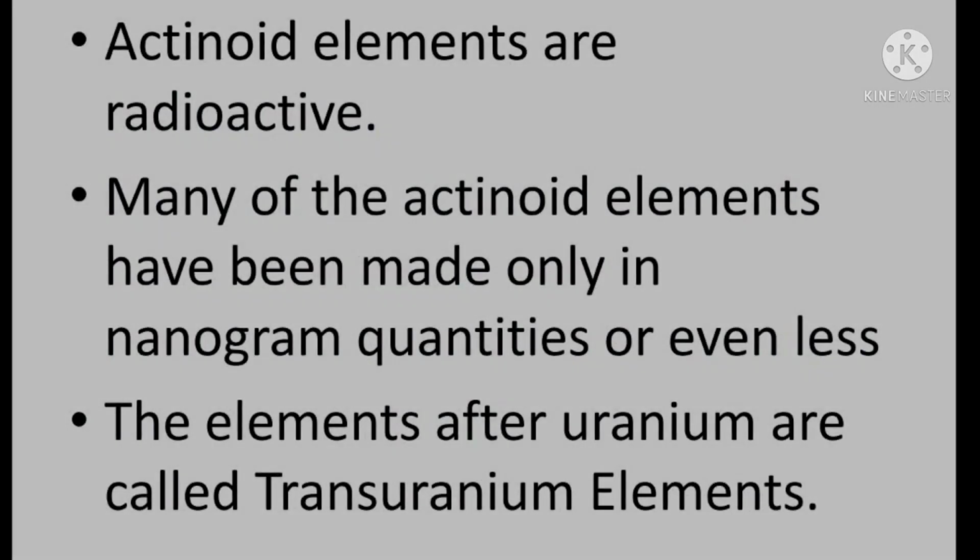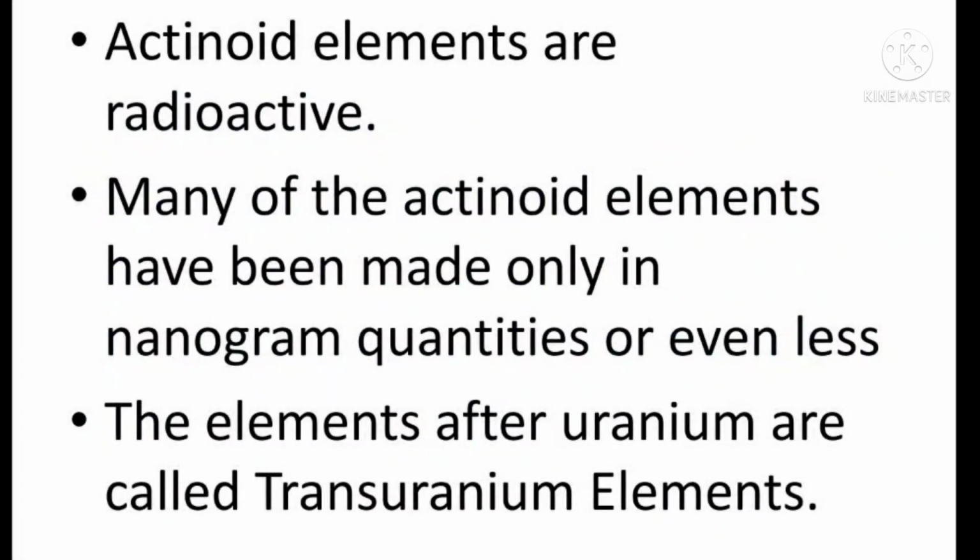So that's all about the classification of elements based on electronic configuration. Based on electronic configuration, elements are classified into 4 groups: S block elements, P block elements, D block elements and F block elements. We studied the general characteristics of the 4 blocks of elements as well as the general outermost electronic configuration of these 4 blocks of elements.